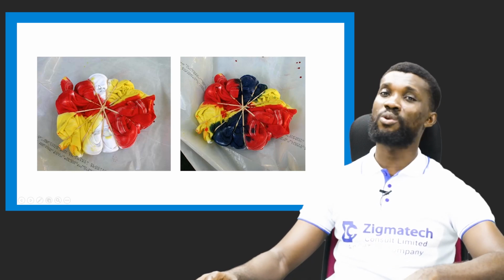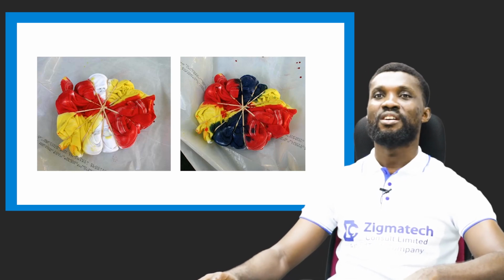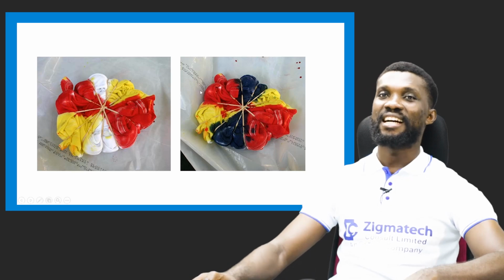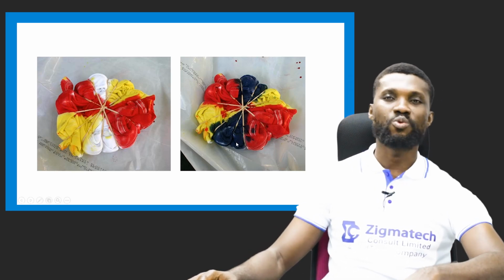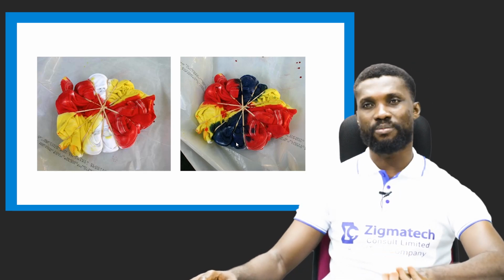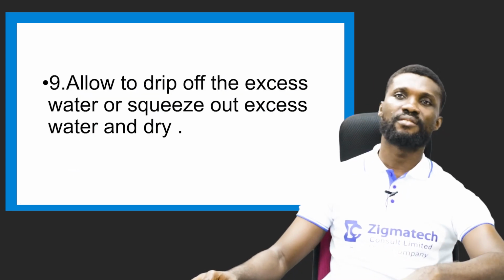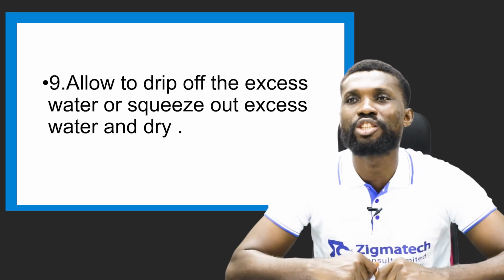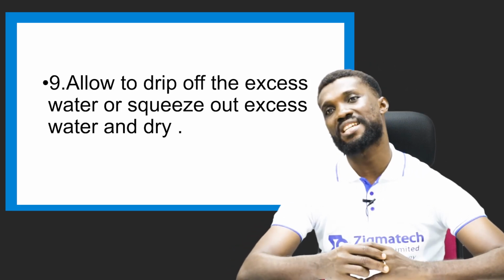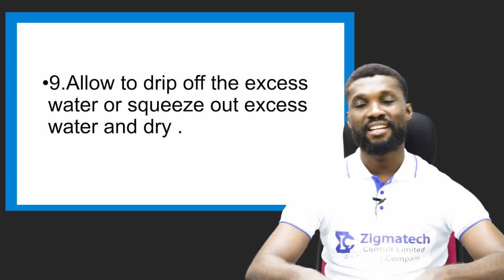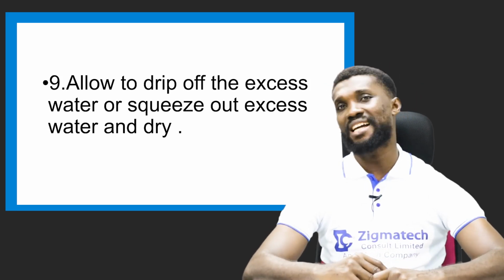The color of the work will still come out very nice. So you dye the yellow, you dye the red, and then before you dye what? The purple or the blue to get your perfect job. So having done that, you allow it to drip off excess water, or you can actually squeeze out the excess water, and then you keep it to dry, and voila, you have your dyed work.